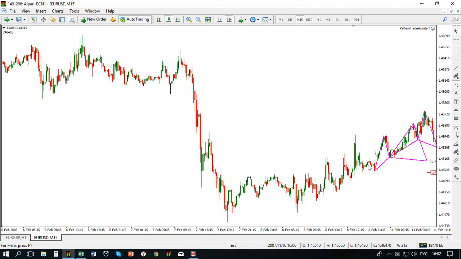Let me find out what is the number of the candle. It is 243305.